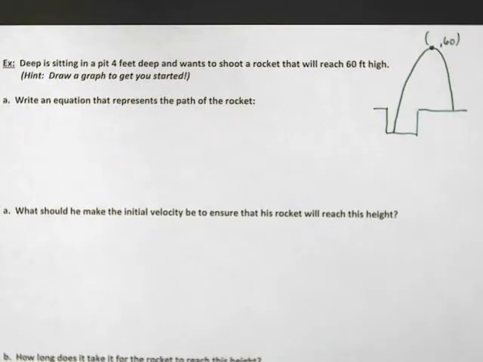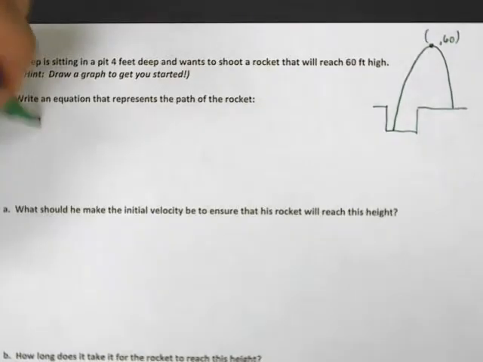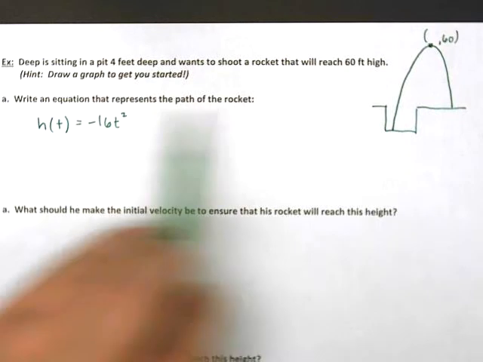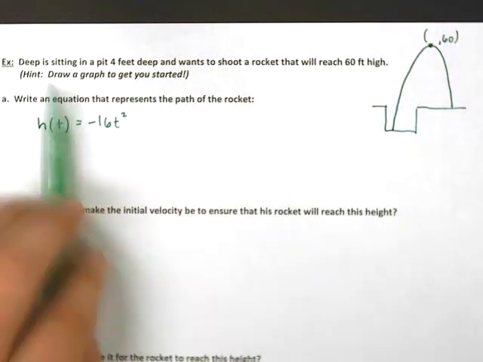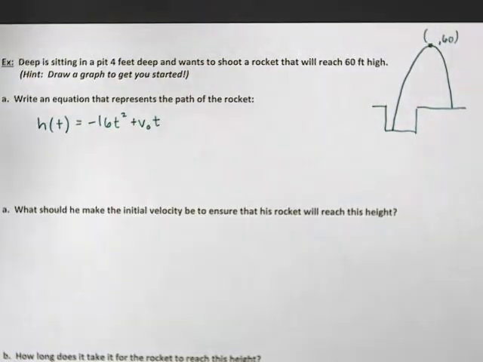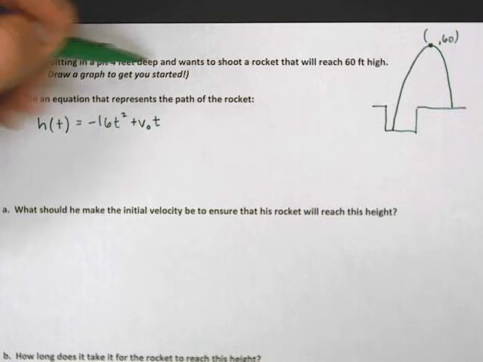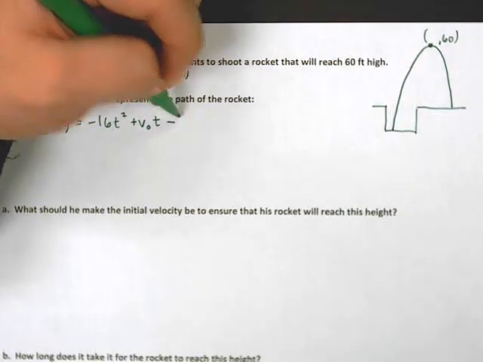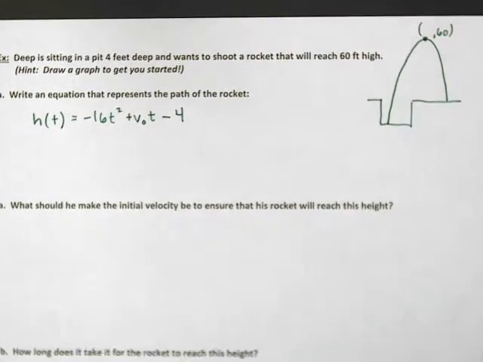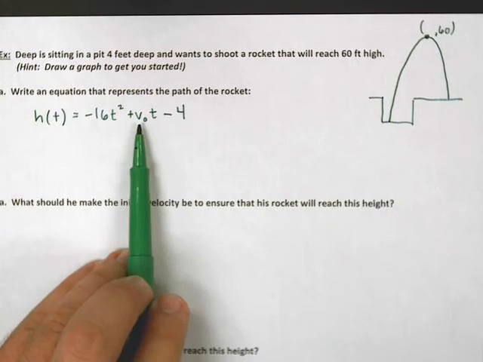All right, so let's think about what's going on here. We need h of t to equal negative 16 t squared plus v naught t plus c. We do not know a velocity. Read through this, you hopefully agree with me. What we do know is that he's sitting in a pit 4 feet deep. That's 4 feet below ground, so this is actually a negative 4. So we have everything that we need except initial velocity.